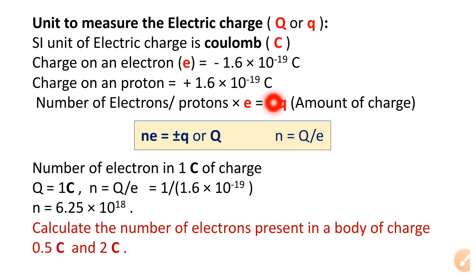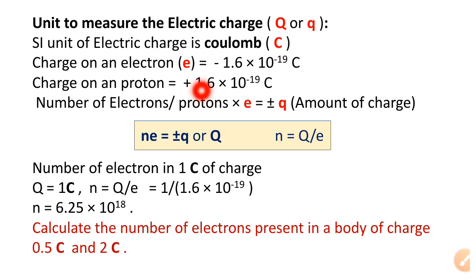First we will learn about the unit that is used to measure charge. Charge is denoted by capital Q or small q, and the unit is the Coulomb. It is named after a scientist whose name was Coulomb. The SI unit of electric charge is the Coulomb, denoted by the capital letter C.